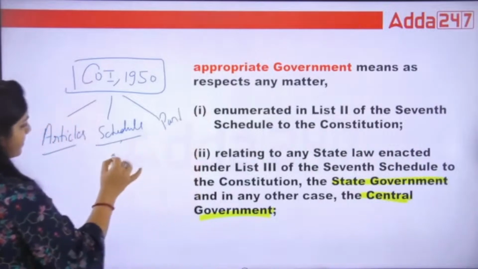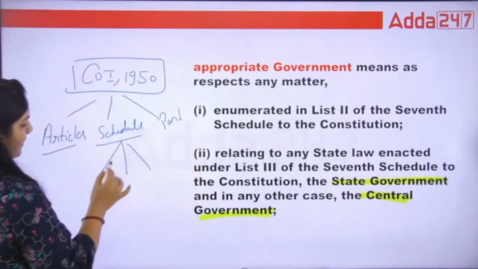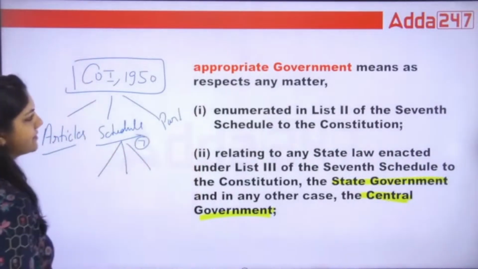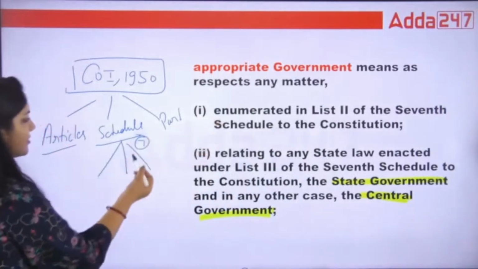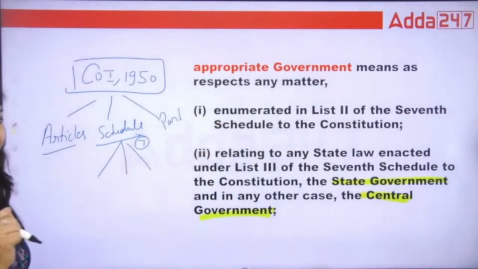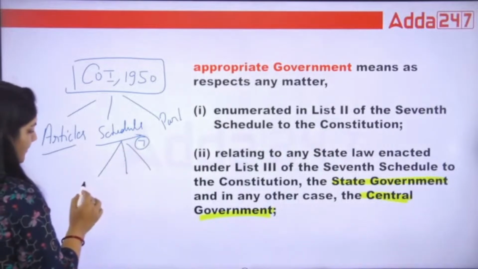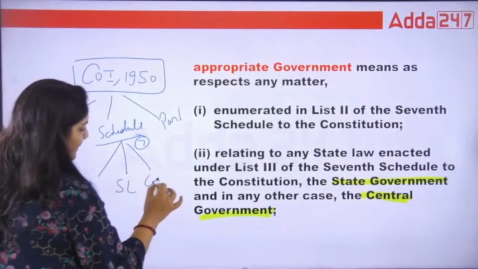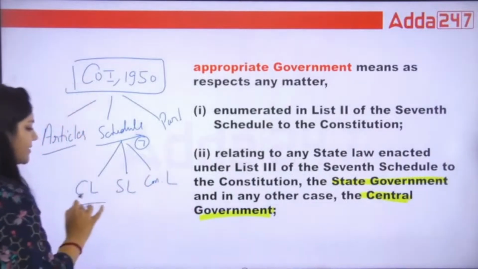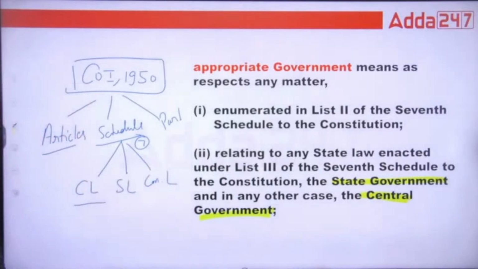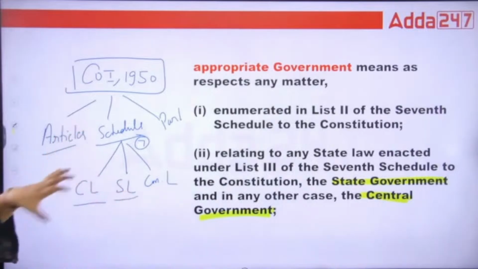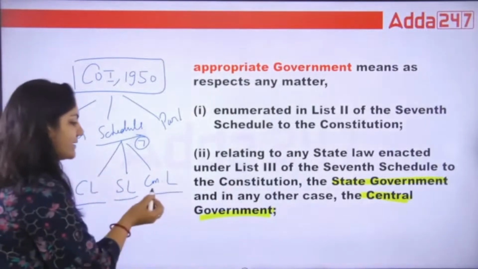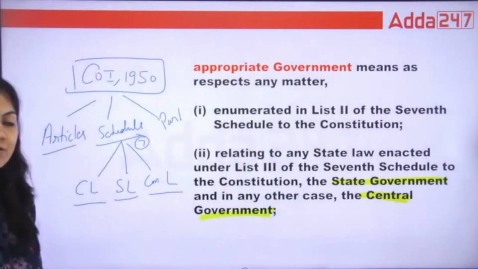So in schedule, if we talk about the 7th schedule, because that is written here, total 12 schedules are there. In the 7th schedule, there are the central list, state list, and concurrent list. In the central list, only the central government can make law. In the state list, only the state government can make law. In the concurrent list, both state and center can make a law.